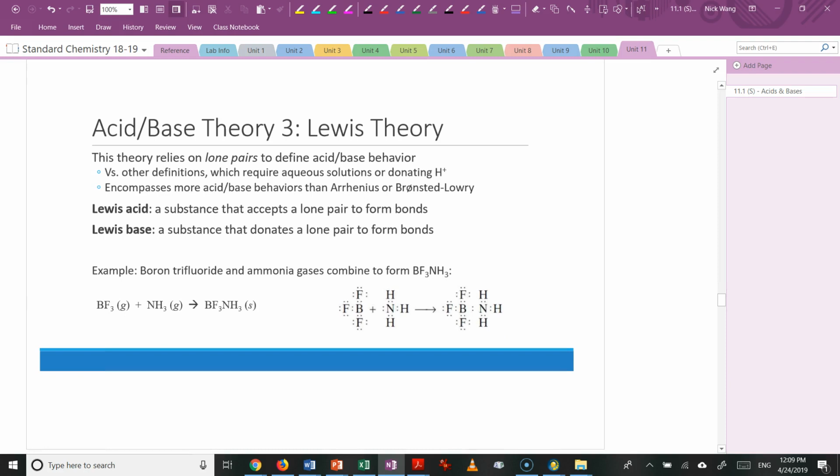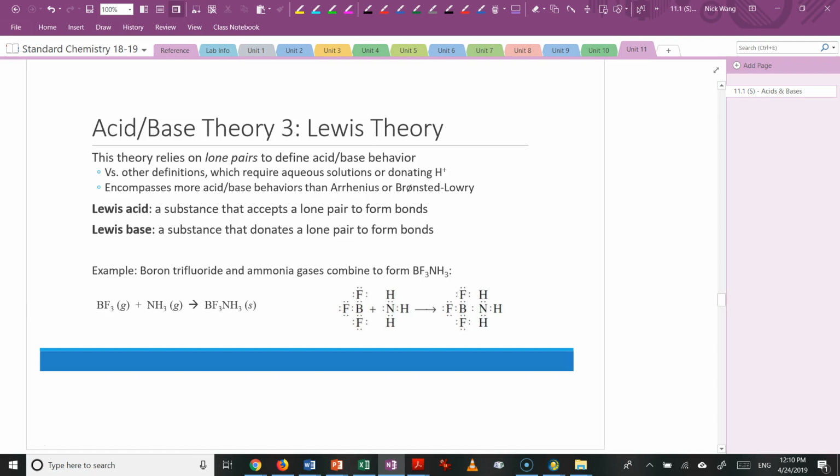Finally, we're going to look at acid-base theory number 3, and this is the last one we'll cover. This one we're actually not going to do a ton with. I really just want to provide this as a definition and then as a background. But effectively, this is a concept that relies on lone pairs to define acid-base behavior. Remember the other definitions. Arrhenius requires there to be an aqueous solution. Bronsted-Lowry requires there to be a donating of H plus and accepting of H plus. This one's actually, again, even broader.